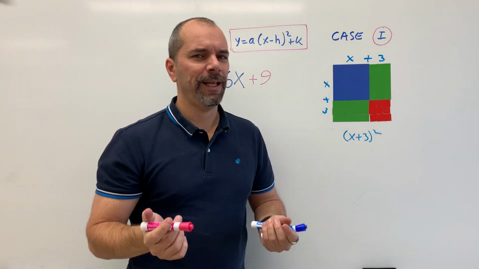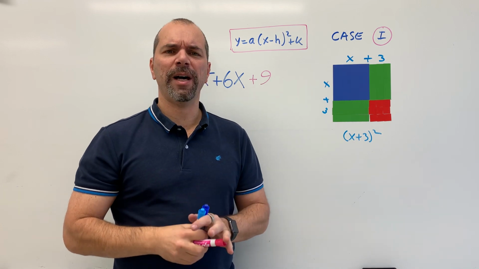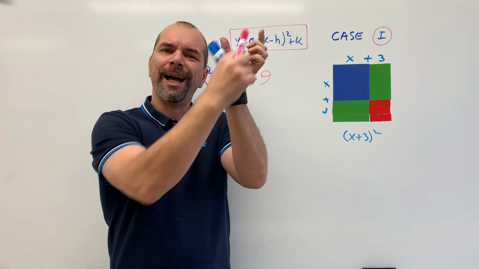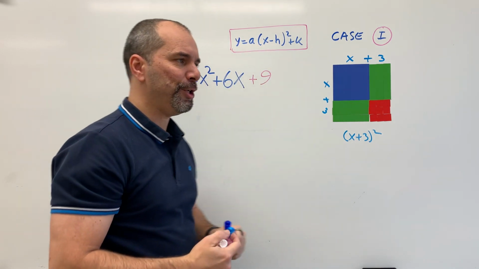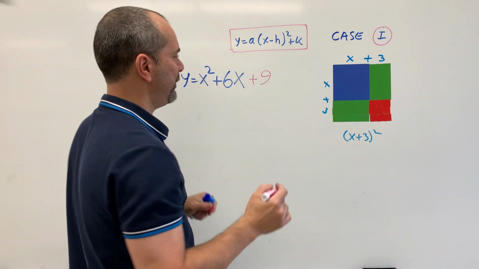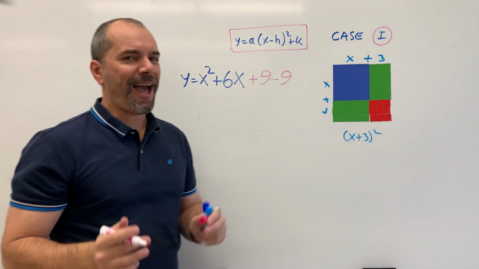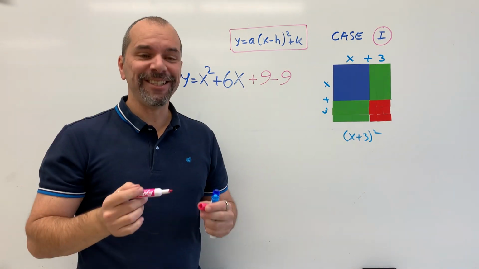But wait a second. That's true. If I add 9, it completes the square, but it also changes my parabola. If I add 9 to this parabola, it goes up 9. I need to bring this parabola 9 down, which I'm going to do by doing something that is going to look silly. I'm going to subtract 9. Add 9, subtract 9. Why? Because it doesn't change anything.